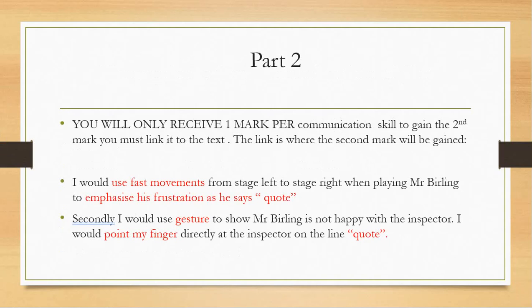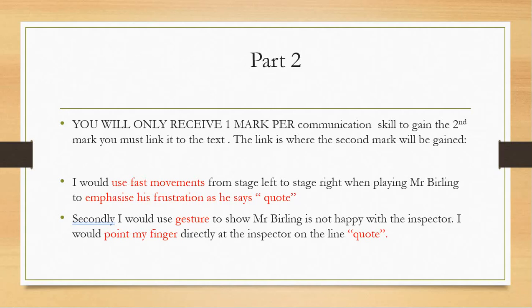So, part 2. You will only receive 1 mark per communication skill. To gain the 2nd mark, you must link it to the text. So we've looked at communication skills. 1 mark per communication skill. The 2nd mark for the link. Linking it to the text. The link is where we gain 2 marks for each point. So we get 4 marks.